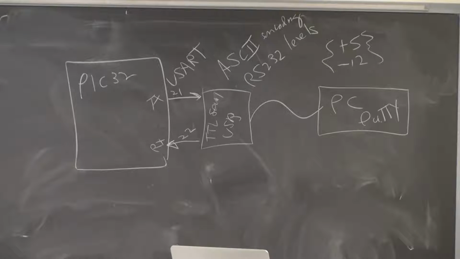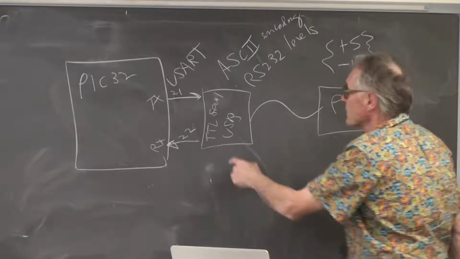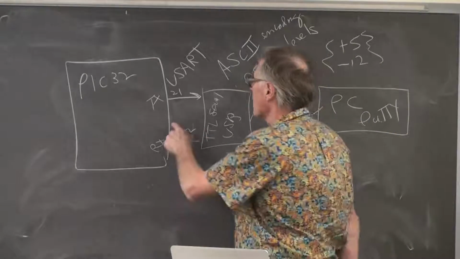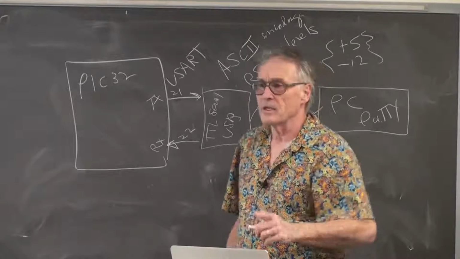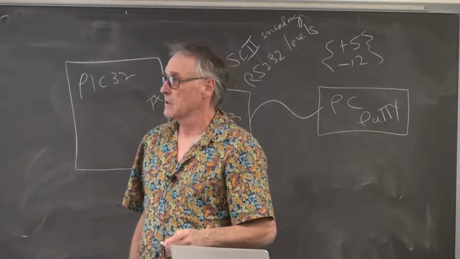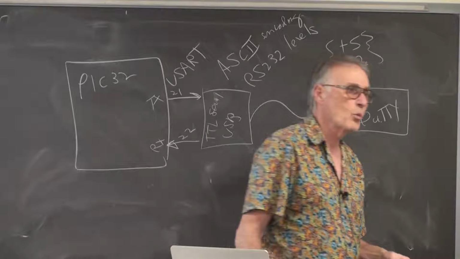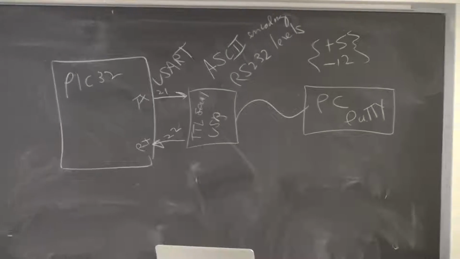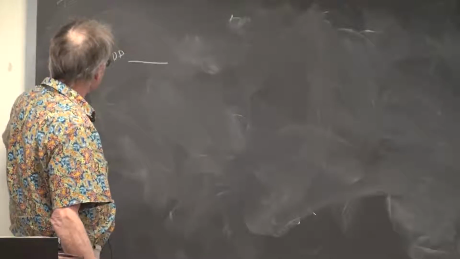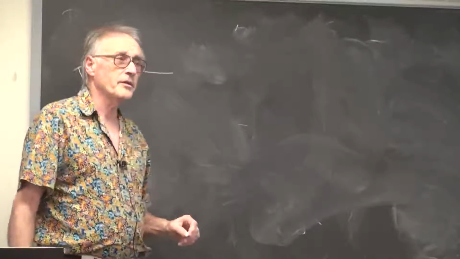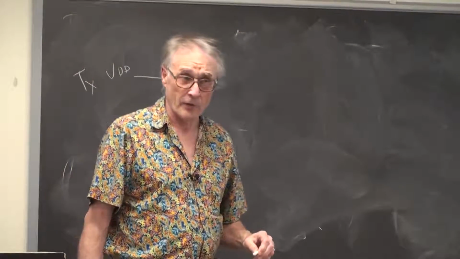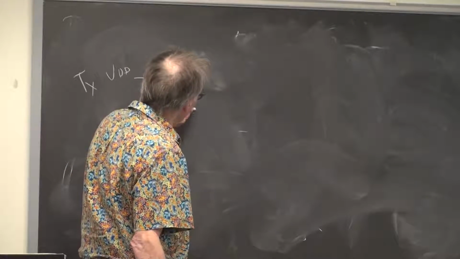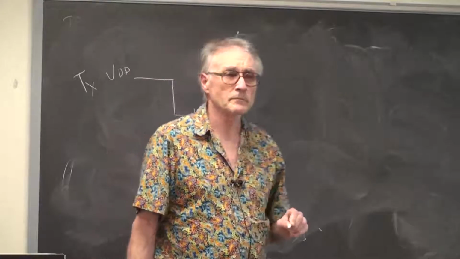This is a clockless system. There's a transmit line and a receive line, and of course ground. These are both data lines. There's no clock line. It's asynchronous. So how does the system work? Well, what's going to happen is the transmit line, the TX line, sits at VDD. When the PIC32 is ready to send a character, it drops this line to 0 and holds it there for 1 bit time.